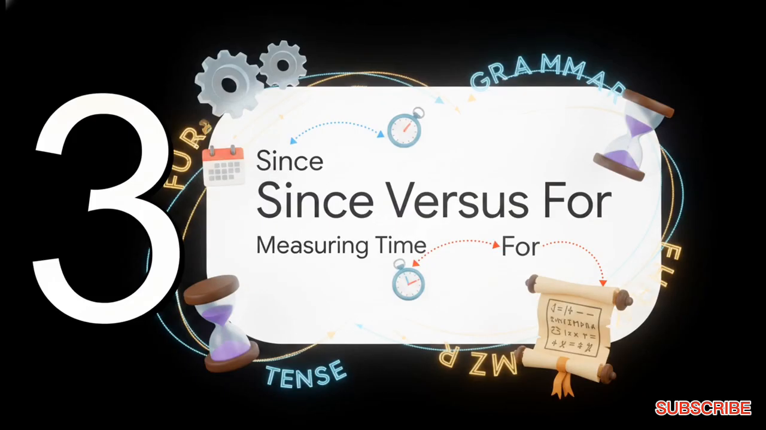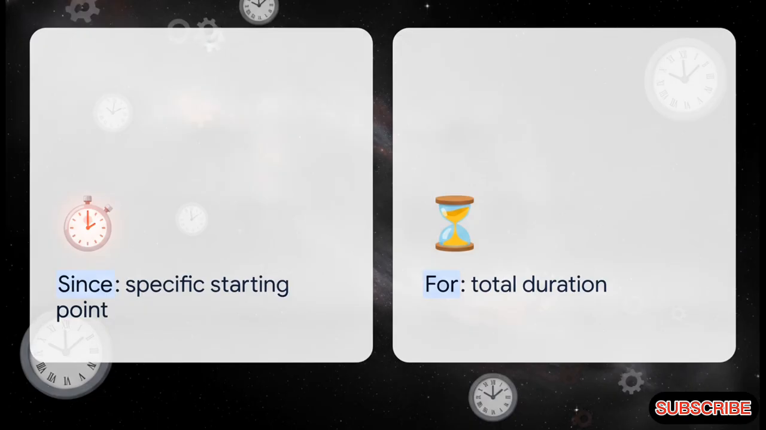Measuring time. Okay, so one of the most common hurdles in English is knowing how to measure your time travel accurately. On the left side, we have since. You use since when you're talking about a very specific starting point in time. Think since Monday, or since 2025, or since 8 a.m. You're basically pointing a finger at the exact moment the clock started ticking. On the right side, we have for. You use for when you're talking about a total duration, a whole chunk of time, like for 2 hours, for 5 years, or for 6 months.